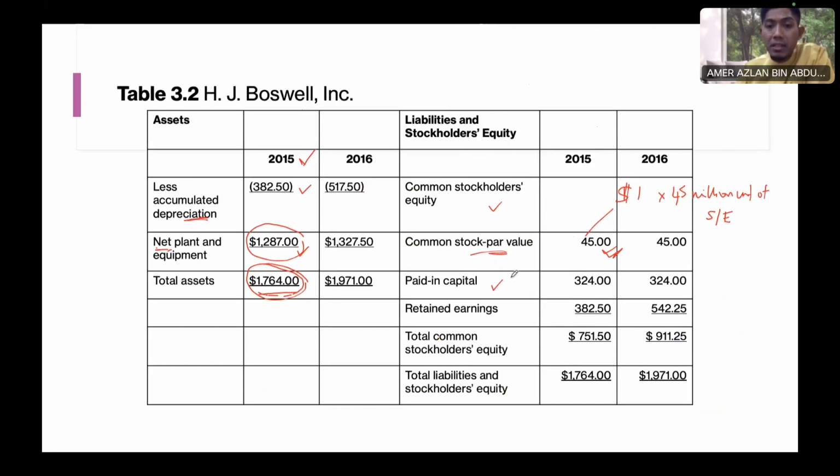As I mentioned earlier, paid-in capital is the money invested by stockholders at a market value, not at a par value. So worth around 324 million. And the company also has retained earnings worth around 382.50. So in total, you add this with the retained earnings, therefore you get a total common stockholders' equity of around 751.50 million.